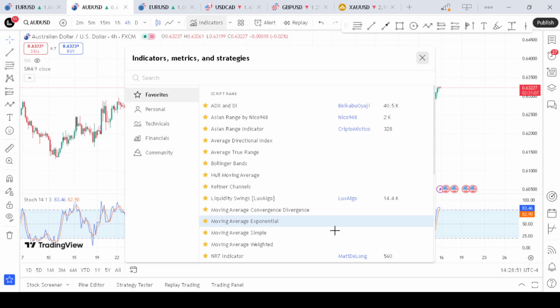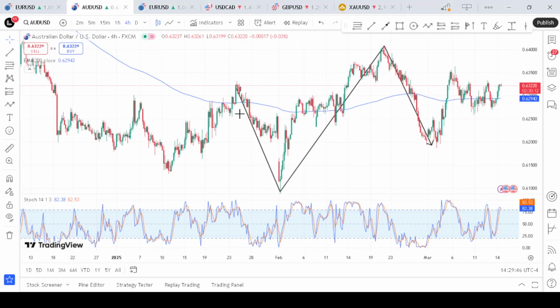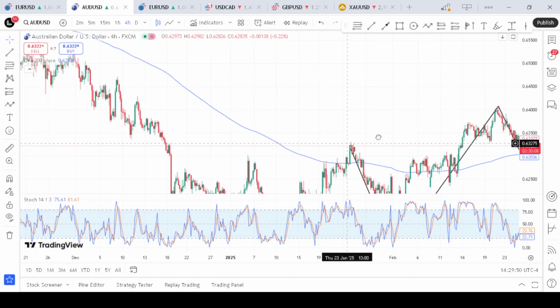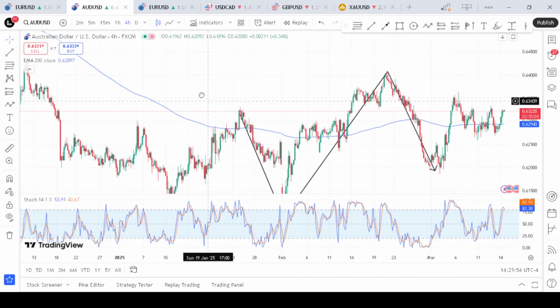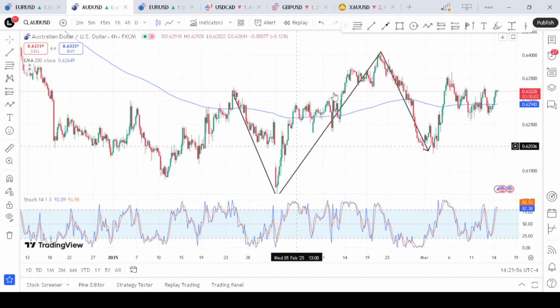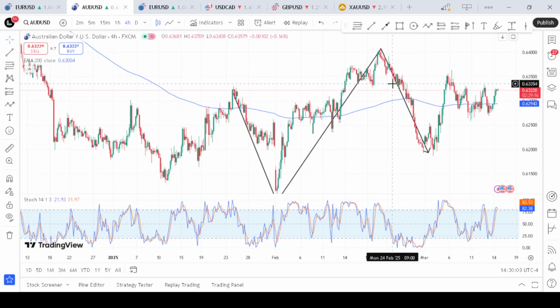Let's see how we can capitalize on this. As we can see, we have added our 200 EMA, and it shows that the market was in a downtrend before switching over to a bullish market, breaking structure and trying to take over to the upside. This is how you can get your trend direction.